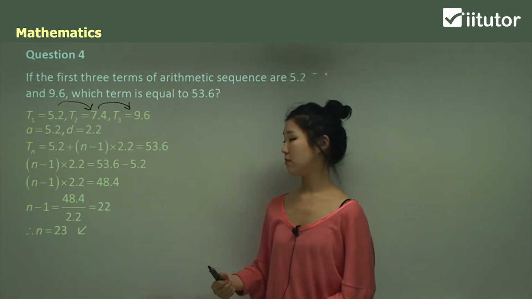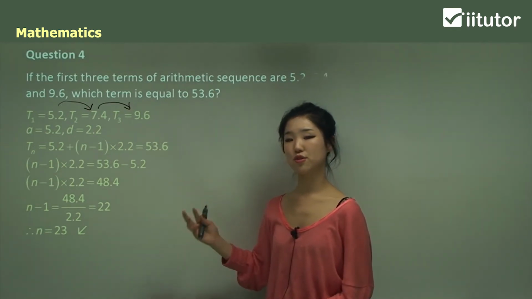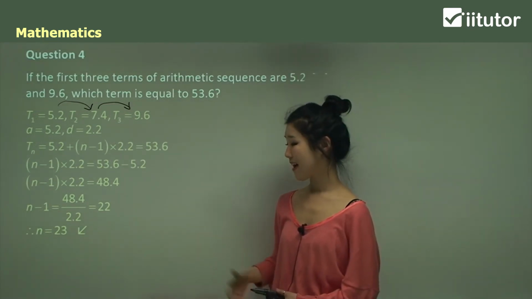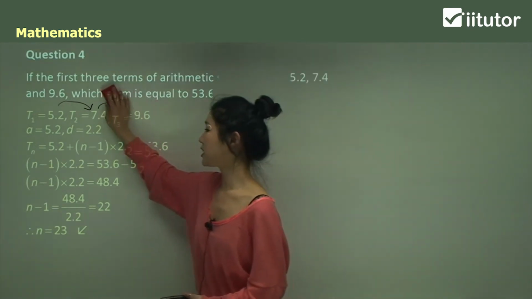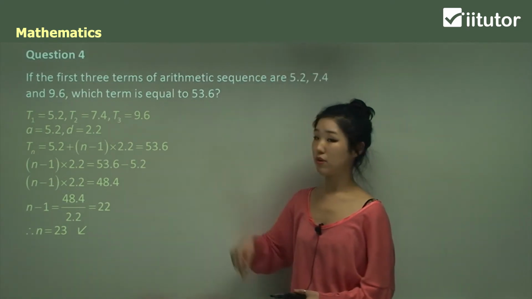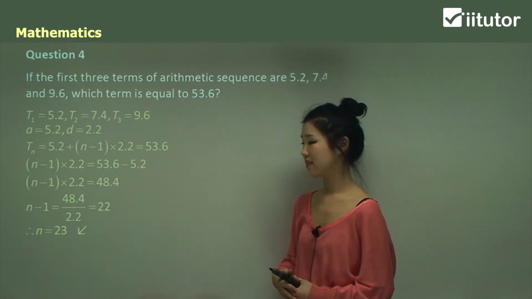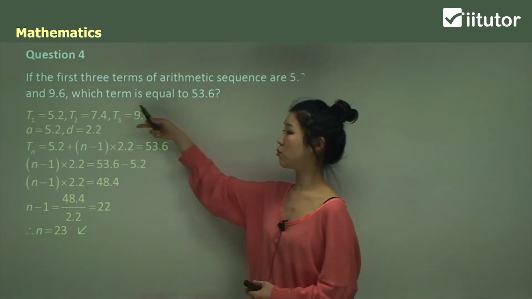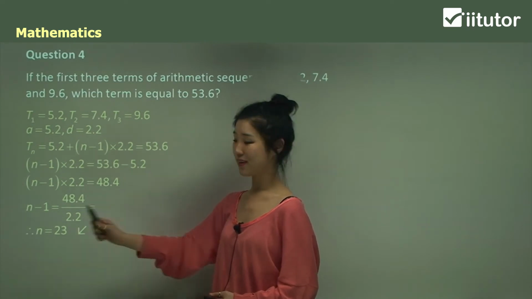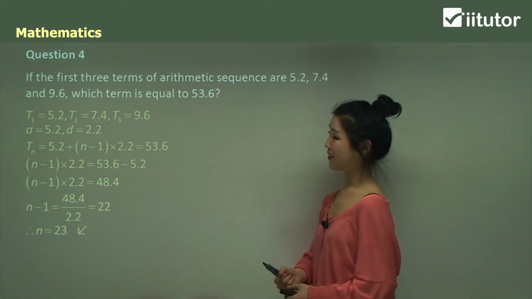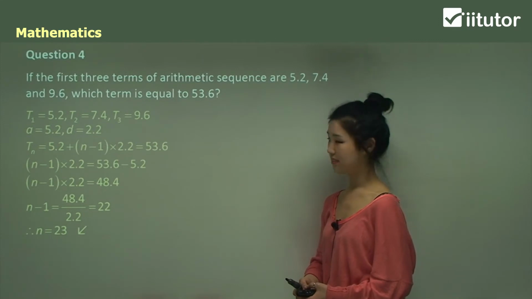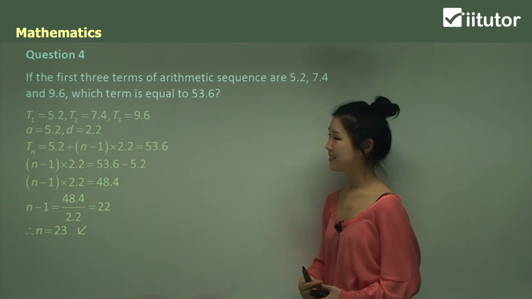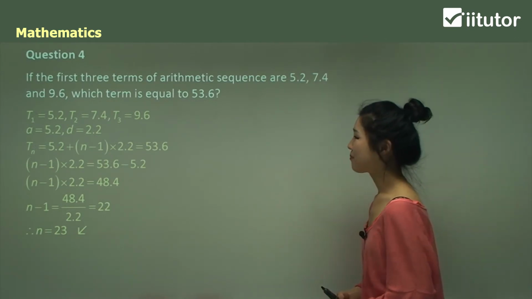And then to find N, we simply move 1 over. So we have 22 plus 1. So N is simply 23. Okay, and that's the answer. So the 23rd term is 53.6. That's how you can think of it. The 23rd term is 53.6 because it says which term? 23rd term. All right, that's the answer to question 4. Okay, so I hope you're getting the hang of this. I hope you've memorized the formula by now. All right, let's move on to the next question.